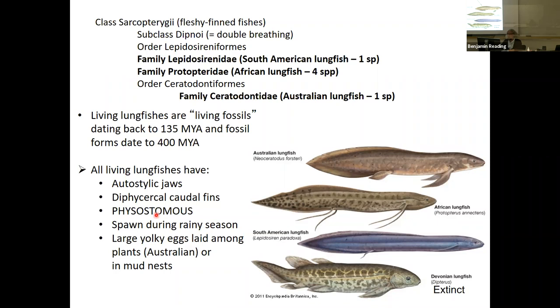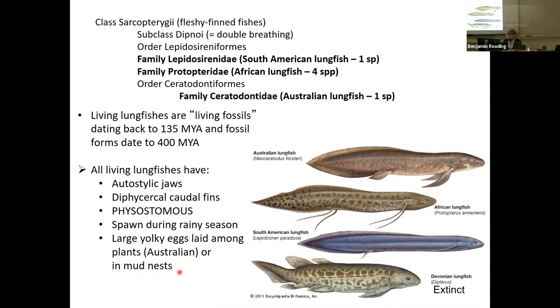They have autostylic jaws. They are physostomous, meaning that they have a swim bladder on the inside that's connected to the esophagus. That's what a physostome is. Swim bladder connected to the esophagus, meaning that these things can come to the surface and gulp air to breathe, hence the name lungfish. And this swim bladder is lined with a lot of surface area, so they do breathe with it. They have very large yolky eggs that they lay amongst the vegetation in Australia.